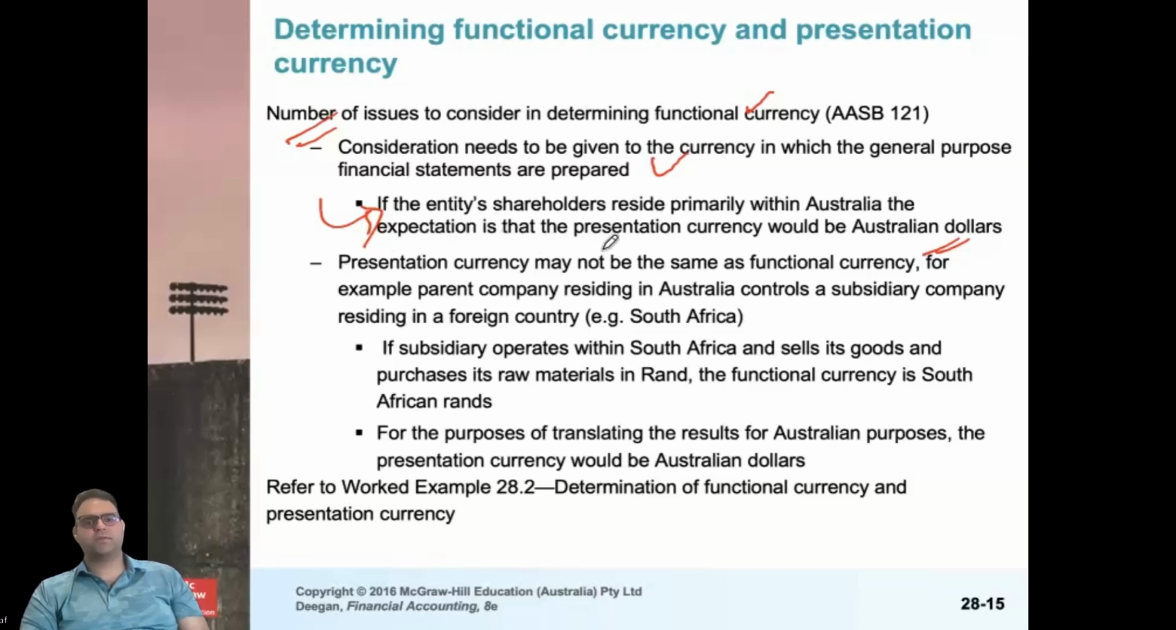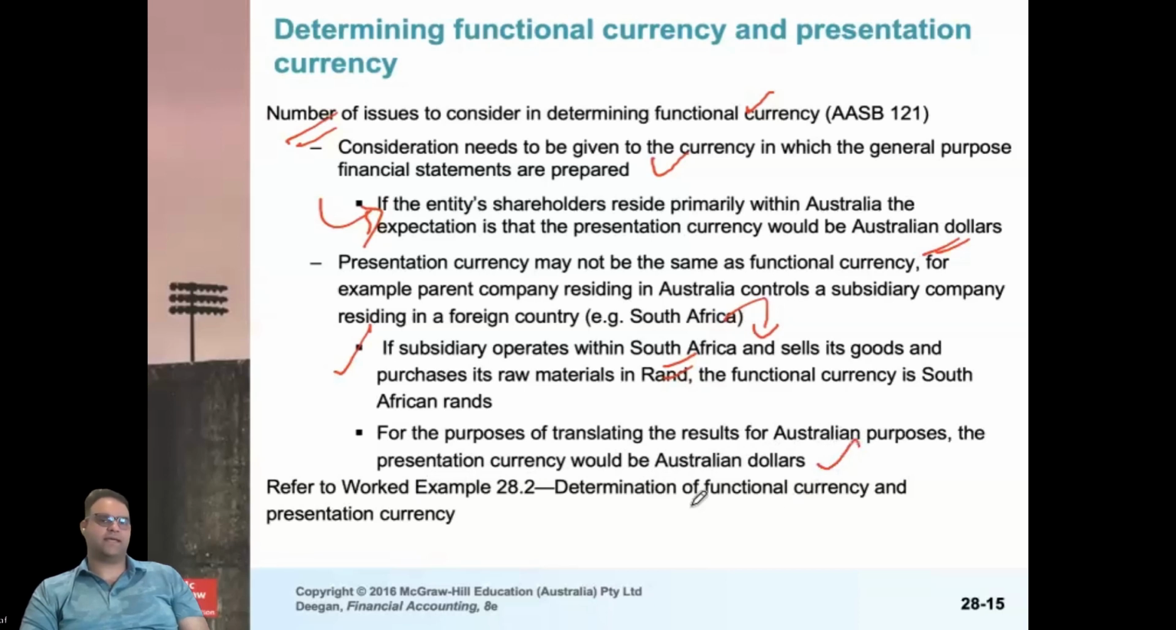The presentation currency may not be the same as the functional currency. For example, a parent residing in Australia, holding a subsidiary in South Africa. So for that subsidiary, they can have the South African rand or rupees or whatever currency they have. For the purpose of translation, the presentation currency would be the Australian dollar.